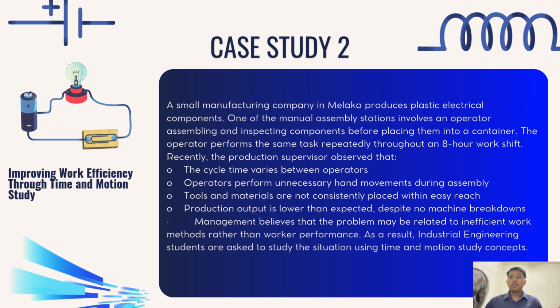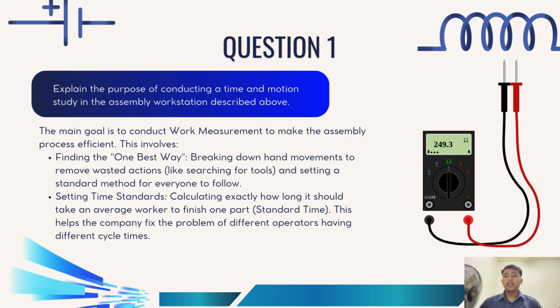Now, we go to the scenario in case study 2, and the topic is improving work efficiency through time and motion study. For the answer to question 1, I will divide it into 2 points. The first point is finding one best way: breaking down hand movements to remove wasted action, for example searching for the tools, and setting a standard method for everyone to follow.